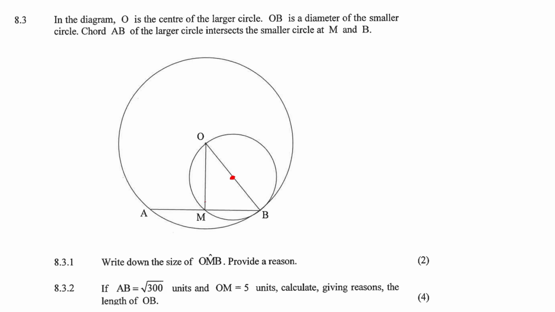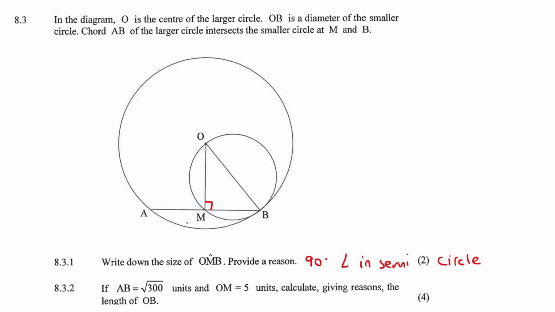It's going to be 90 degrees. Why? Because in the small circle, we've got a diameter, and a diameter always makes 90-degree angles. That's angles in a semicircle. So we can say 90 degrees, angle in semicircle.